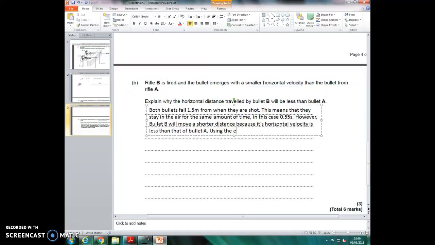Using the equation S equals V times T, T is the same, but V is smaller. And that's how to solve that question. I hope that's been helpful.